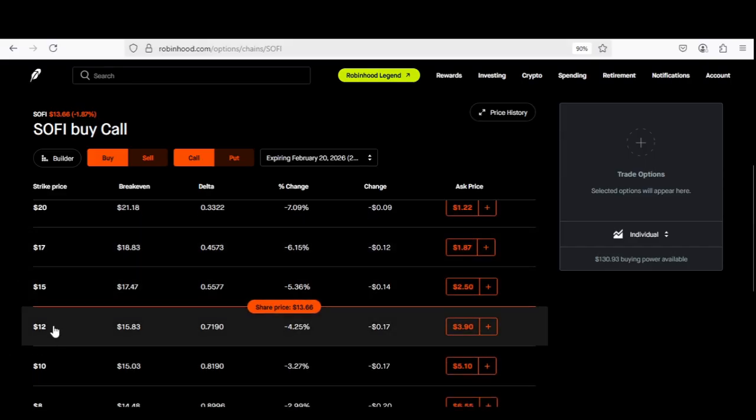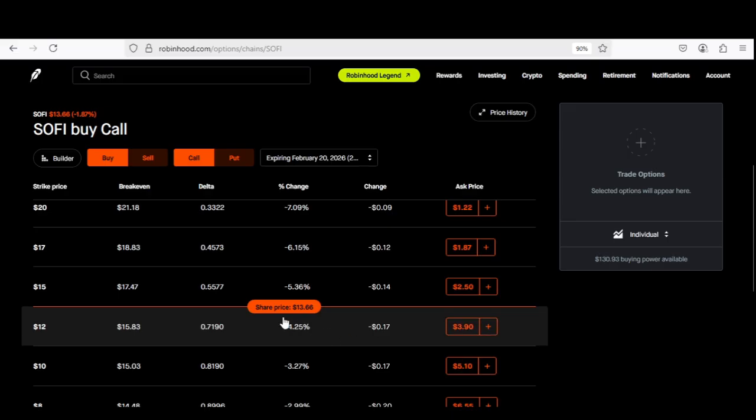Now, if you guys remember at the start of the video, I showed you why I chose the $12 strike price. The reason for that is that according to the 200-day moving average, SoFi should be trading around the $12 price. Doesn't matter what anyone tells you, you just saw it right there on the charts. So we're going to choose the $12 strike price. And now this is a pay option strategy. So because this is a pay option strategy, we're going to have to pay $3.90 per contract.